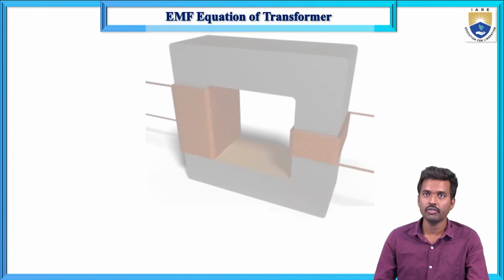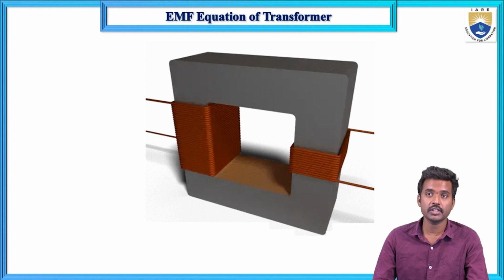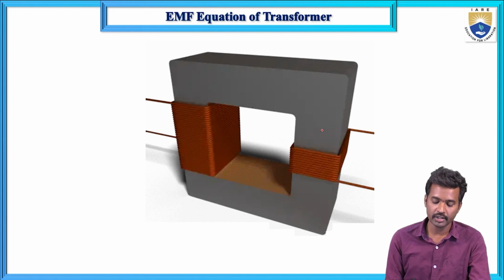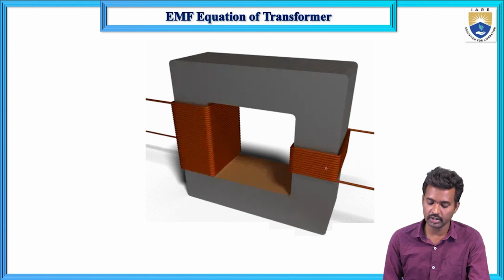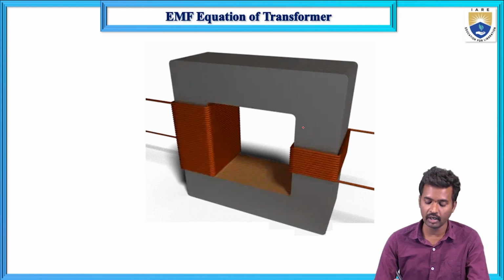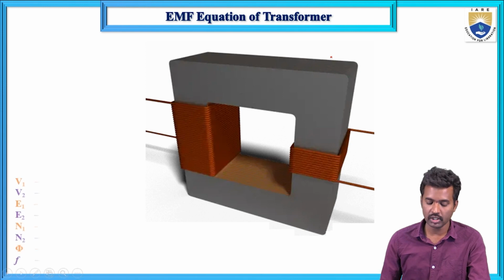Today we are going to discuss the EMF equation derivation in the transformer and its related problems. So first, what is a transformer? A transformer is a static device which transfers electrical energy from one circuit to another circuit. This is one circuit and this is another circuit, without any electrical contact. This is the magnetic circuit. Through the magnetic material, without any electrical contact, it transfers electrical energy from one circuit to another circuit without changing the frequency. Supply frequency and load frequency must be the same, and here the flux is also the same. So these are the terms.